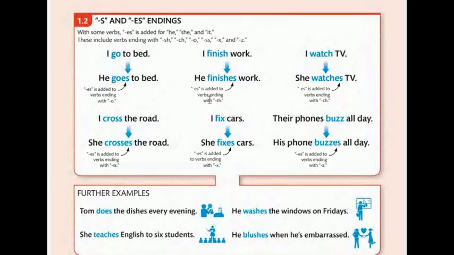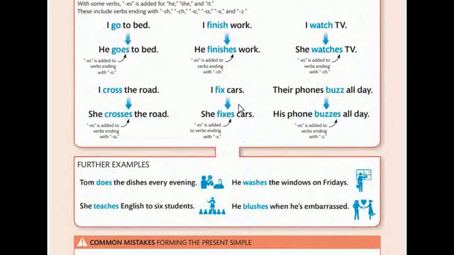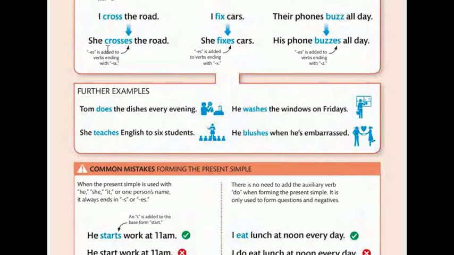Es is added to verbs ending with sh. I watch TV, she watches TV. Es is added to the verbs ending with ch. I cross the road, she crosses the road. Es is added to verbs ending with double s. I fix cars, she fixes cars. Es is added to the verbs ending with x.